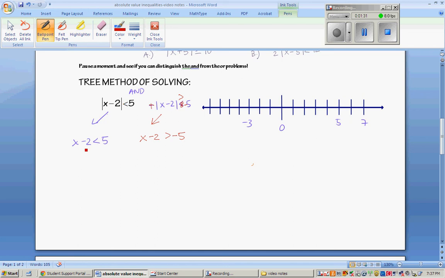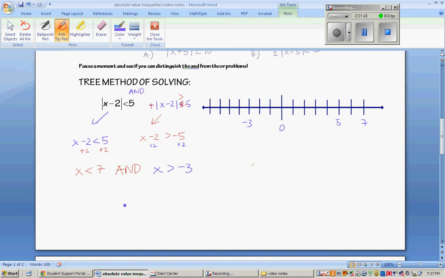So let's solve these problems. Let's add 2 to both sides here, and we're going to get that x is less than 7, and we're going to add 2 to this side, and we're going to get x is greater than negative 3.